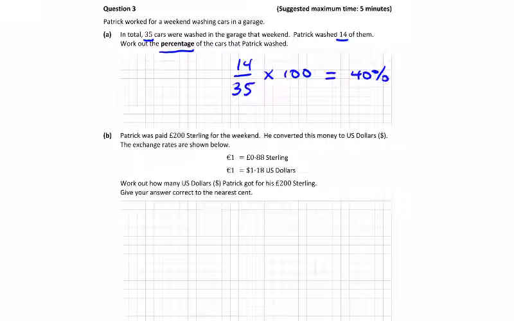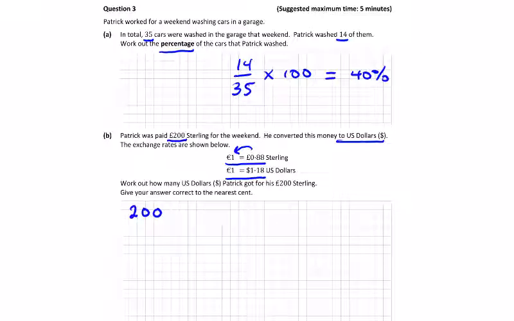And then part B is the exchange rate question we had at the beginning of this video. 200 sterling for the weekend. He converted this money to dollars. €1 is 88 cents sterling and €1 is $1.18. Work out how many dollars he got for his 200 sterling. So they're throwing in a bit of a spanner here. What we need to do is convert sterling to dollars. So we need to convert it to euros first, and then we need to convert it to dollars.